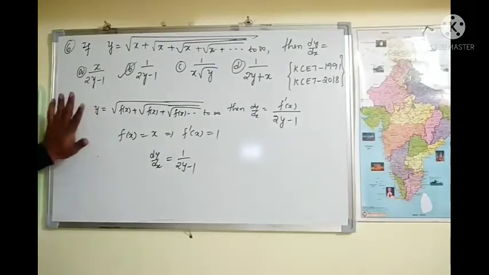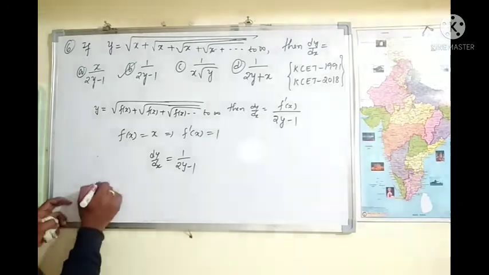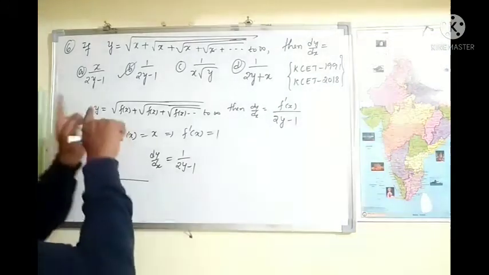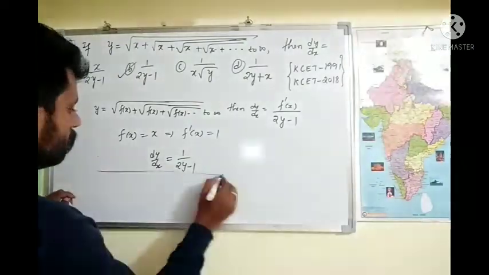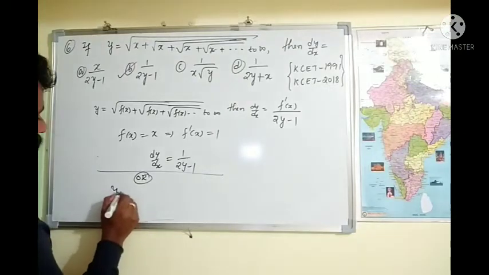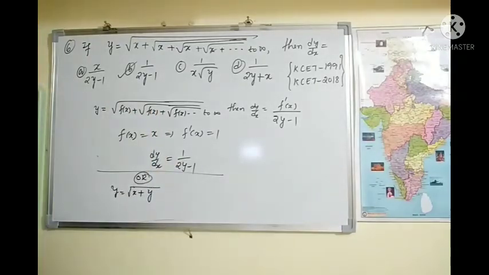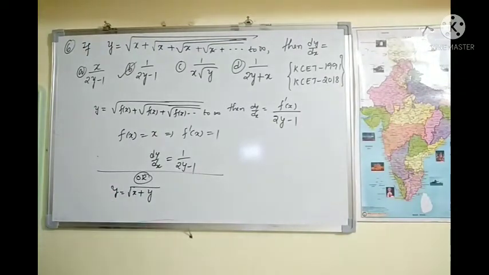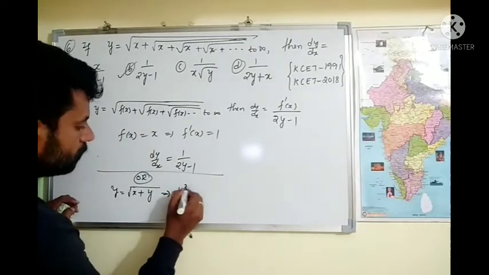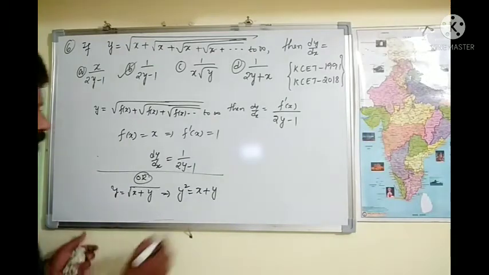This is using the standard result method. Suppose you can use this result directly. See, y is equal to root of x plus root of x plus, and so on to infinity. That's why this is another method. We consider y directly because it is in infinity terms, that's why here we consider y equals root of x plus y. Now take square on both sides, we get y square is equal to x plus y, as the square and root cancel. Next, differentiate this result.